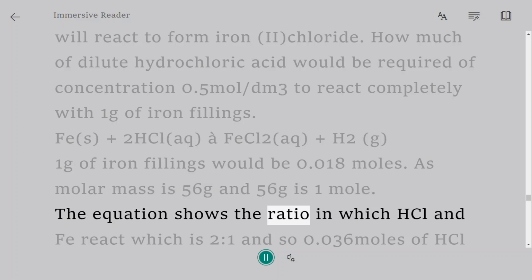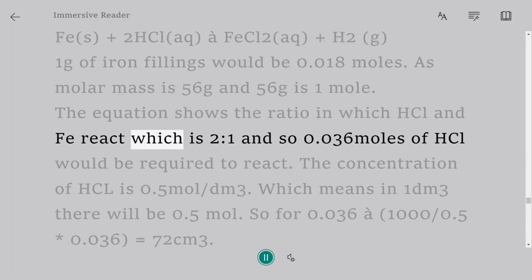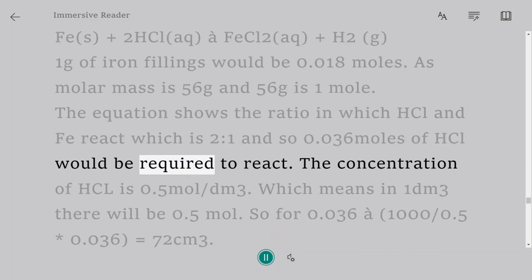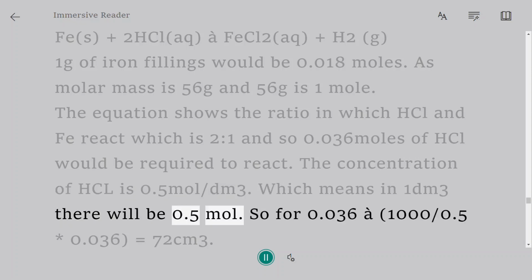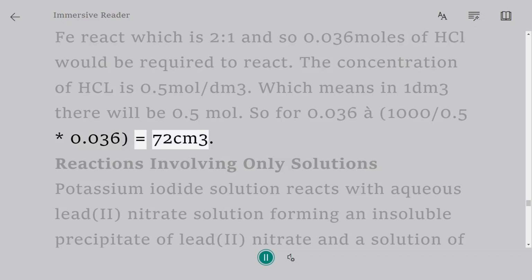The equation shows the ratio in which HCl and Fe react, which is 2:1, and so 0.036 moles of HCl would be required to react. The concentration of HCl is 0.5 mole/dm3, which means in 1 dm3 there will be 0.5 moles. So for 0.036 moles, 1000/0.5 times 0.036 equals 72 cubic centimeters.